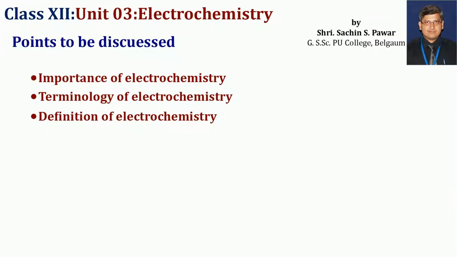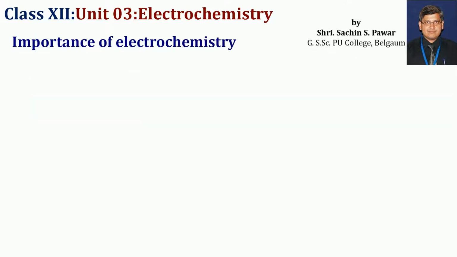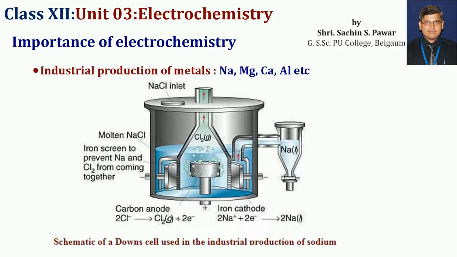In the present lecture, we'll discuss the importance of electrochemistry and some important terms used in electrochemistry. So, let's begin with the importance of electrochemistry. The first application of electrochemistry is in industries where there is production of metals. Metals such as sodium, magnesium, calcium, aluminium, etc. are manufactured or produced using some of the concepts of electrochemistry.